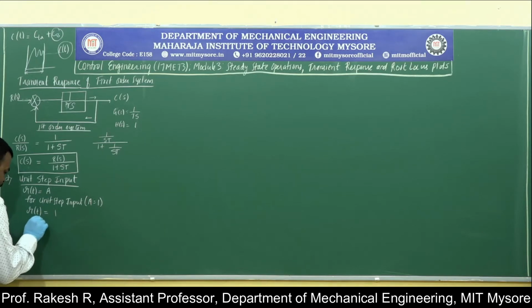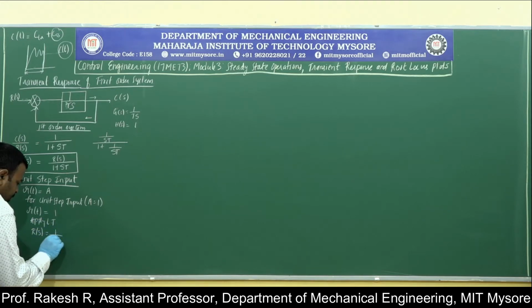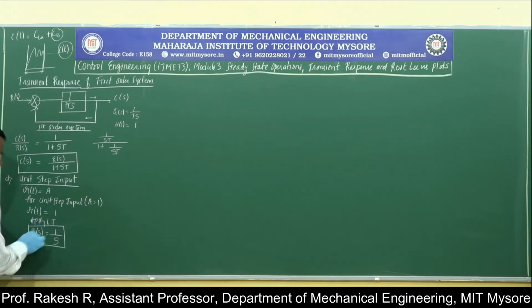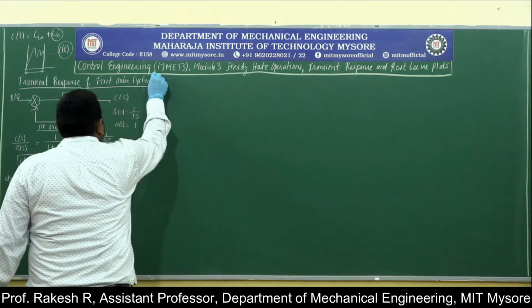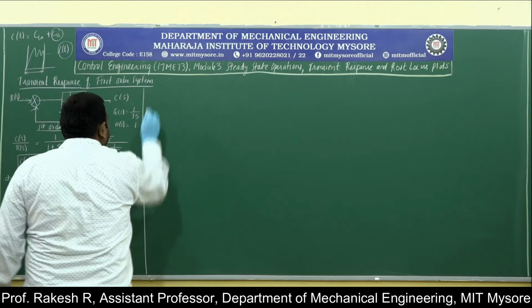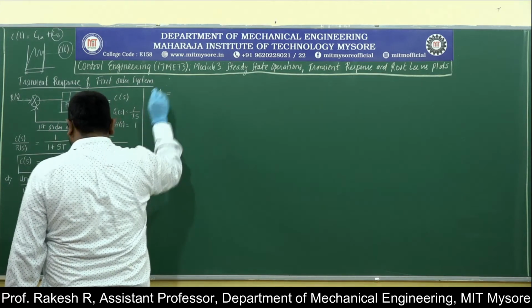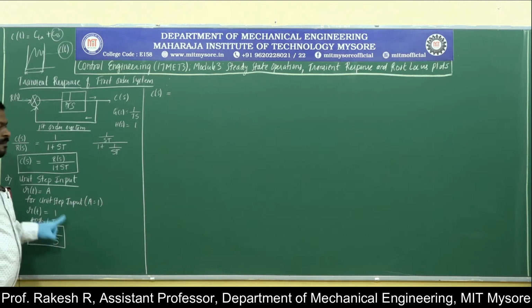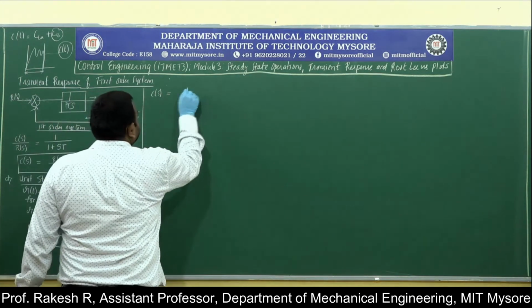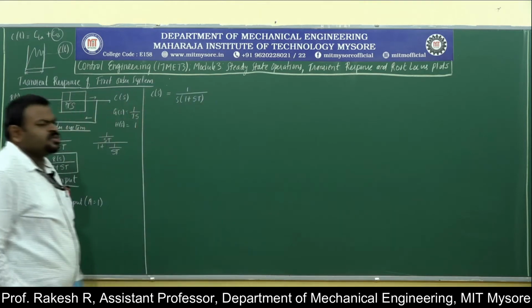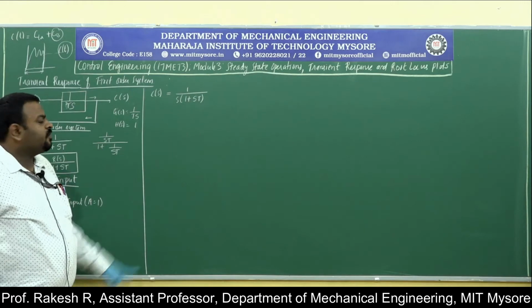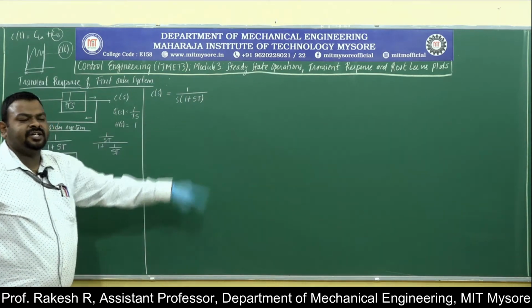If you apply Laplace transformation, you will get R of s. What is R of s? R of s is 1 by s. What we require is R of s here, so I will take the same expression. Therefore, what is my controlled output variable? C of s will be equal to, with R of s as 1 by s, 1 divided by s into 1 plus st. So this is the controlled output variable for unit step input.